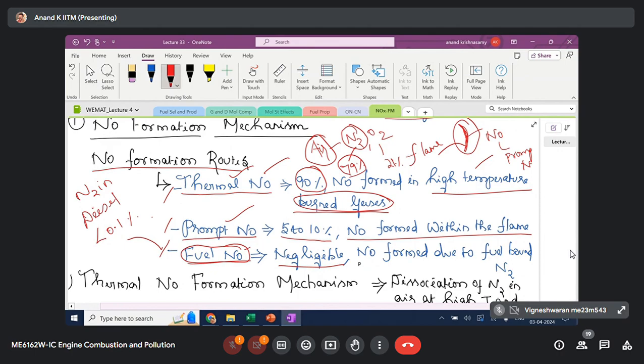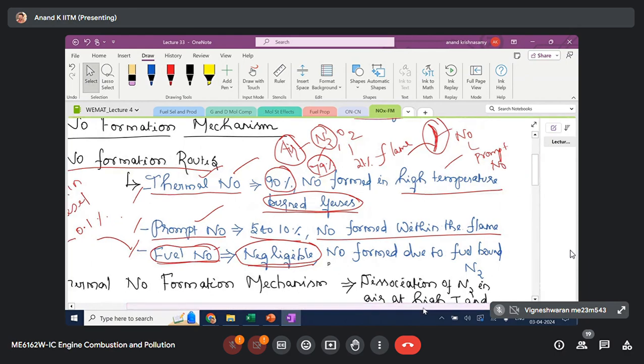Fortunately, we have very little nitrogen present in the fuel. That's why we avoid excessive NO formation from the fuel source. This source is negligible due to the little nitrogen contained in the fuel. Otherwise, the problem is that the nitrogen contained in the fuel is very active. It can quickly form NO at a very low temperature. So this is due to fuel-bound nitrogen, which is less than 0.1%.